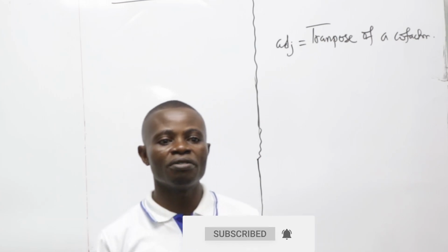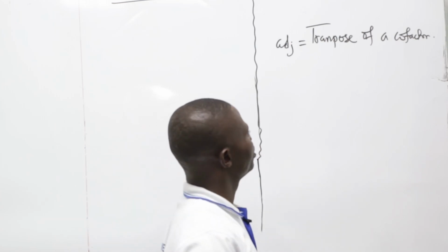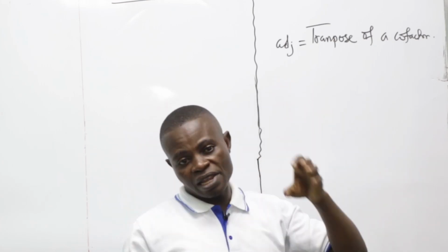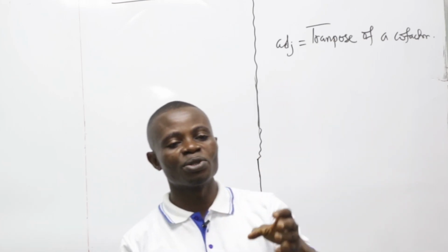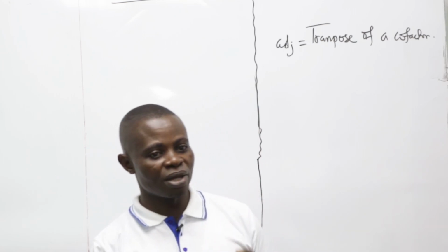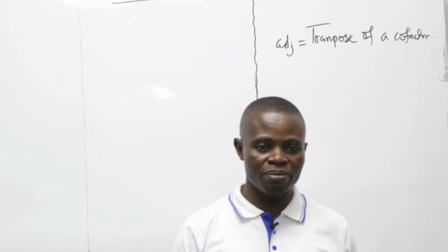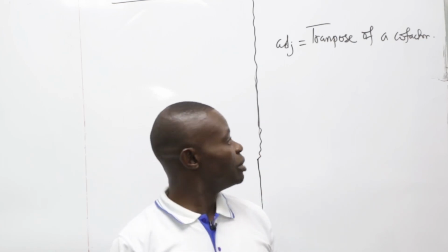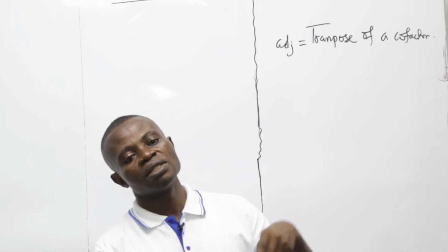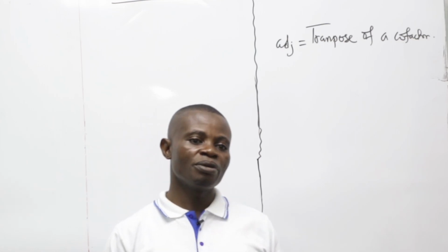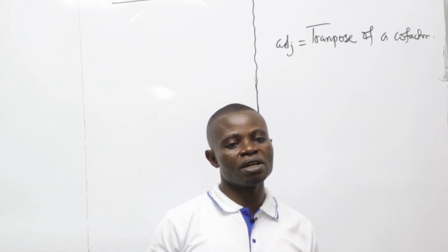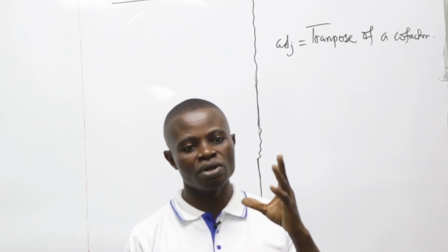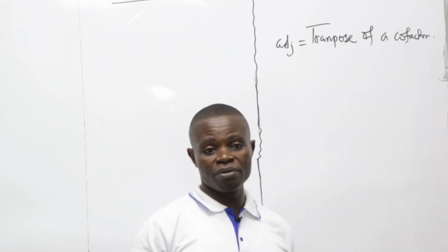Find the adjoint of the matrix. It means before you think about the adjoint of any given matrix, you must go through one, the minor of the matrix, two, the cofactor of the matrix, then three, the transpose of the matrix. How many steps are you going to cross? Three steps will give you the solution, the adjoint of a given matrix.